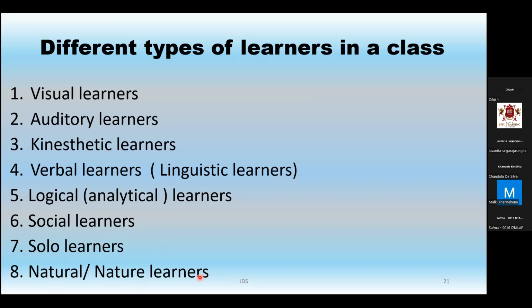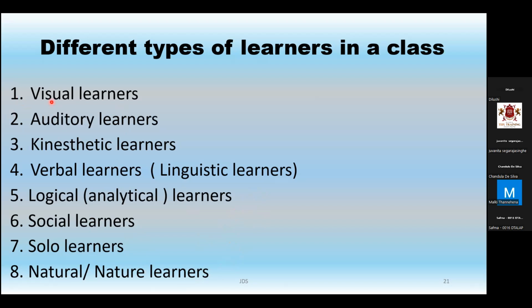Natural or nature learners, people who interact with nature, who need to be placed in a naturalistic setting, in a nature-related environment if they are to learn properly. Not in a classroom or not in a very formal setting. Maybe when they sit in their garden and learn something, they will definitely learn it better than learning it in a classroom, right? So these are the different types of learners in a classroom.